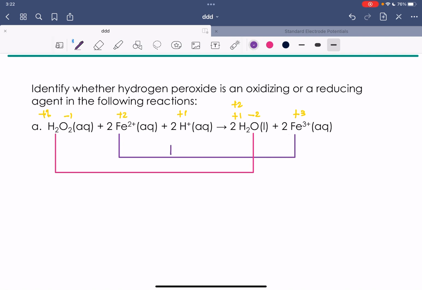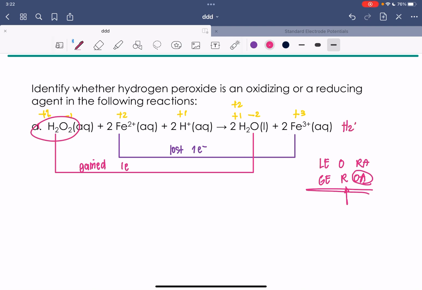So here our iron lost 1 electron, and then our oxygen has gained 1 electron. Following our mnemonics, if you gained an electron, that's your reduction. Now, the question didn't ask if it's oxidation or reduction. What was asked is if it is an oxidizing agent or a reducing agent. So, it is a reduction process, but it is the oxidizing agent. So, for letter A, H2O2 is the oxidizing agent.